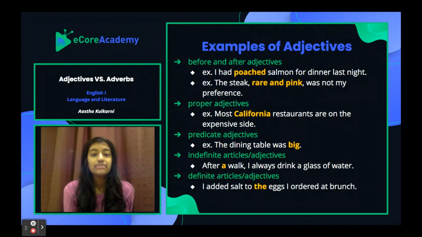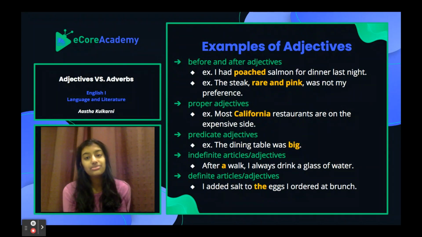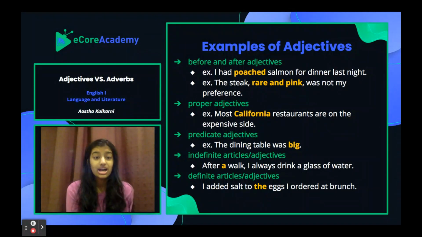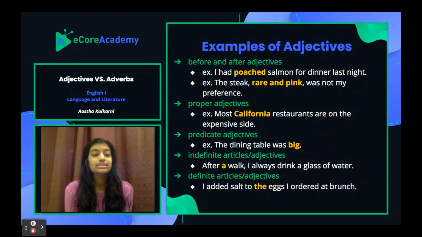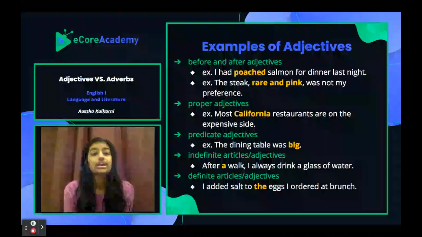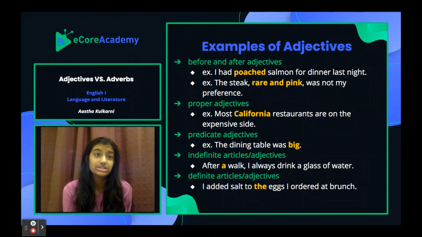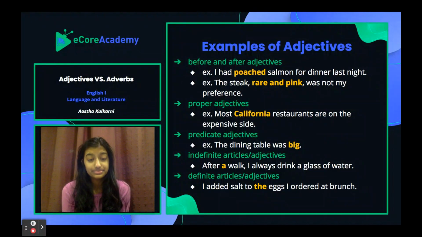The next example we have is proper adjectives. Most California restaurants are on the expensive side. If I told you guys to identify the noun in the sentence, many of you might think that it's California, but California is actually the adjective in the sentence because it's describing restaurants. It's describing where the restaurants are. So that is why it's an adjective, and it's a proper adjective because it's a specific place, a state. So that's why we capitalize it, and that's why it's categorized as a proper adjective.